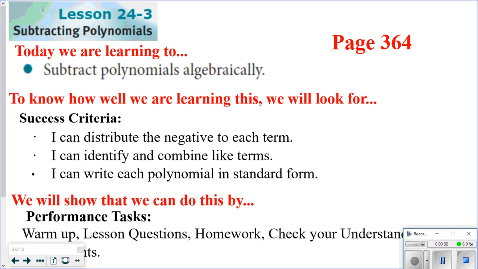Open your books to page 364. We are going to be in lesson 24.3 called Subtracting Polynomials. So we learned how to add them. Now we're going to learn how to subtract. And there's a little bit different rule that we're going to have to focus on today. But our learning target is subtract polynomials algebraically.